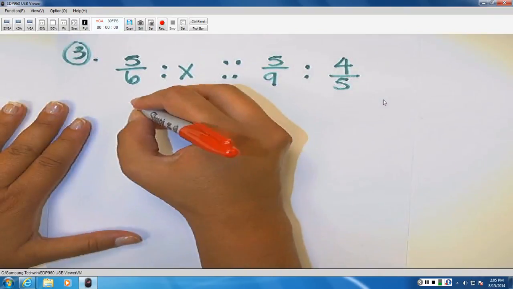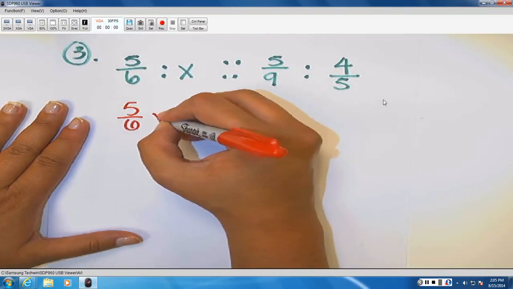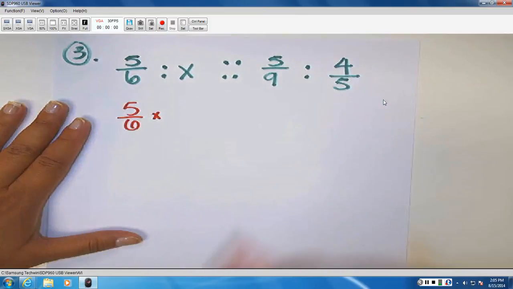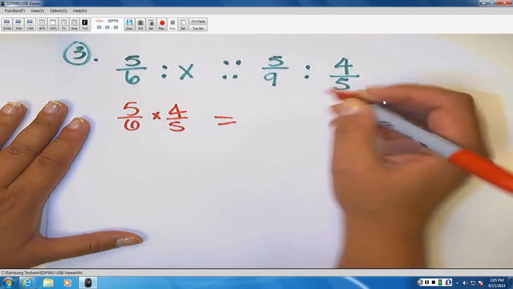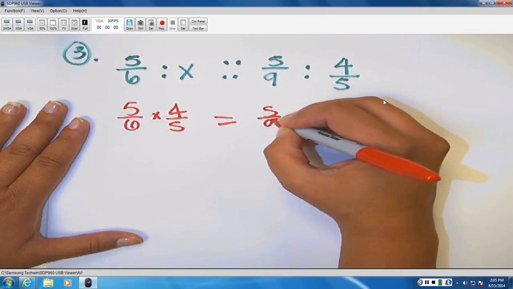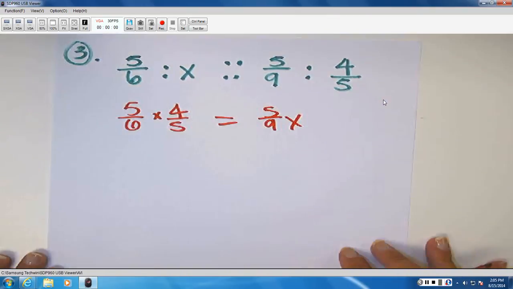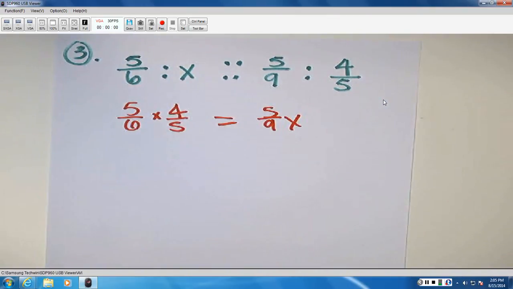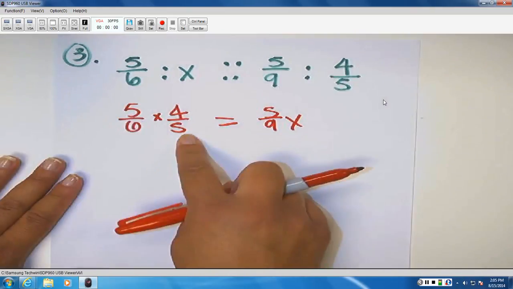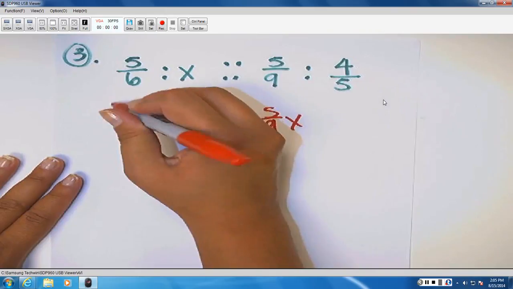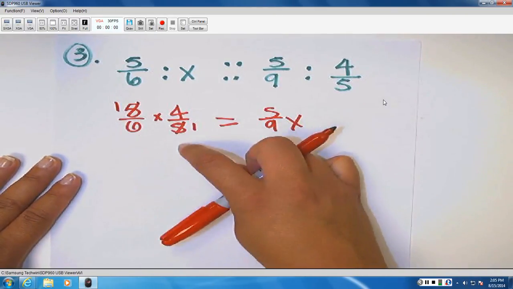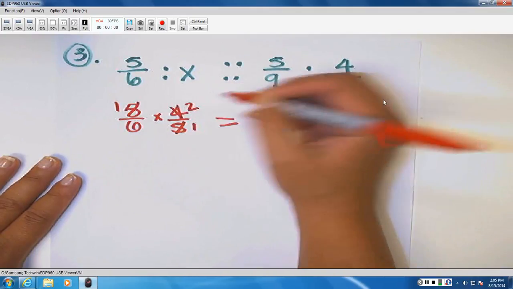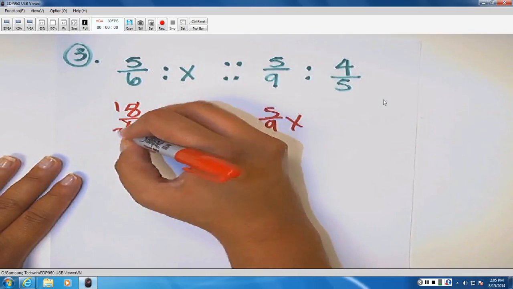So we're going to have 5/6 times, maybe I'll make the multiplication sign a small x, 4/5 equals 5/9 times x. So I'm going to do my simple multiplication, but before I multiply, I'm going to reduce. And I know that my 5s are going to cancel each other out. And I know that 2 will go into 4 and 6. So 2 will go into 4 2 times, and 2 will go into 6 3 times.